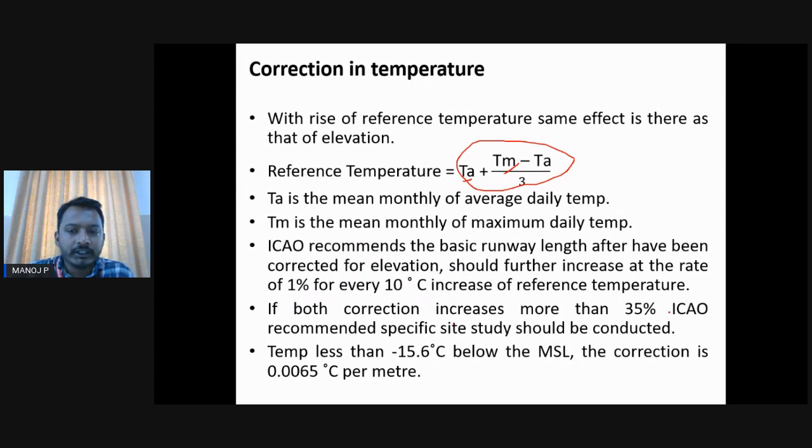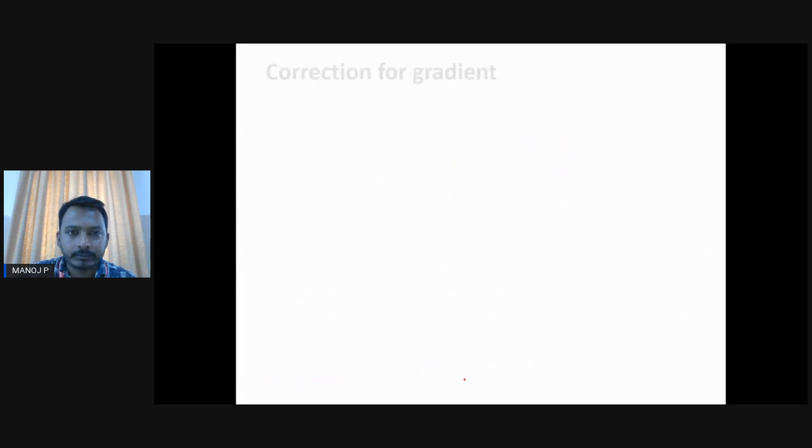If both corrections together increase the length by more than 35%, then again a recommendation should be given. Okay, again the site study should be done and recorrection should be done. Temperature less than 15.6 degrees or minus 15.6 degrees below the mean sea level, the correction is 0.0065 degree Celsius per meter.